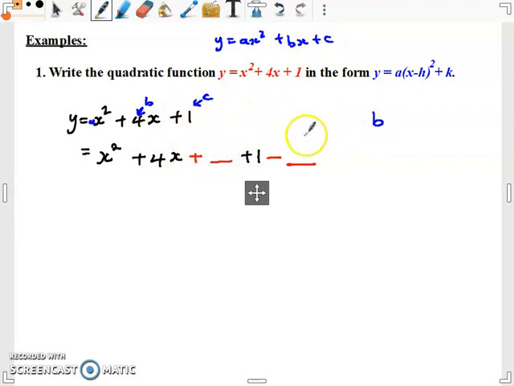So to find this number now, we would take b, divide it by 2, and whatever you get, you square it.